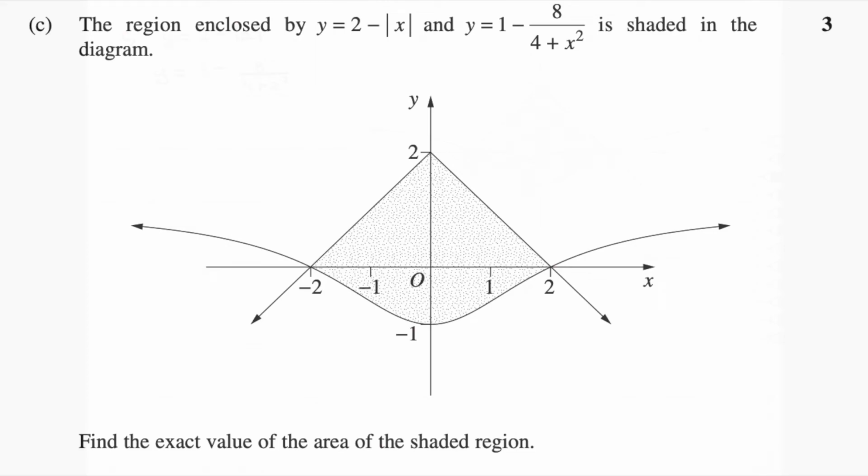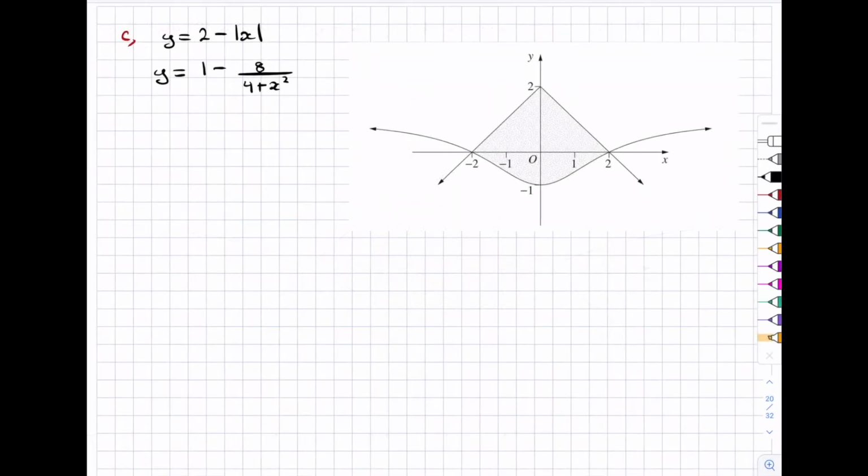Part C. The region enclosed by y equals 2 minus the absolute value of x and y equals 1 minus 8 over 4 plus x squared is shaded in the diagram. Find the exact value of the area of the shaded region. Okay, so here we've got our region, and it's comprised of the area between two curves. And these are the equations of these two curves.